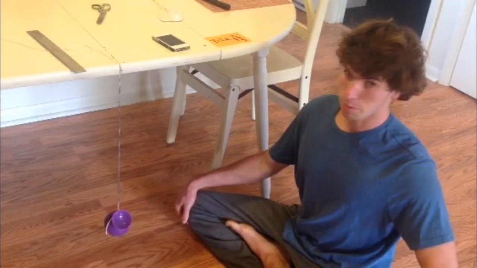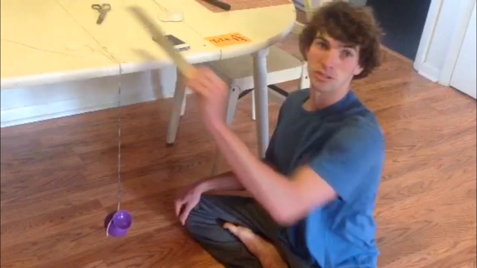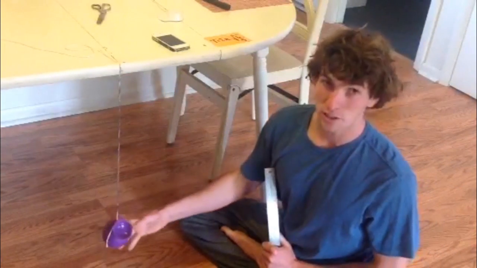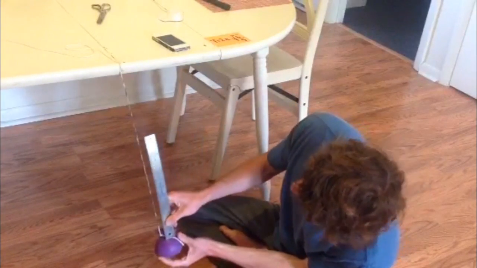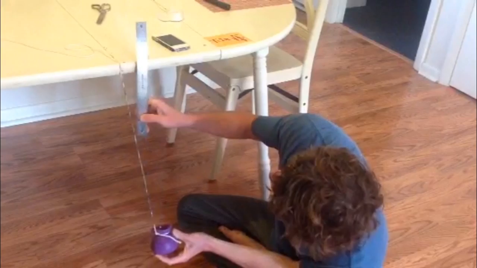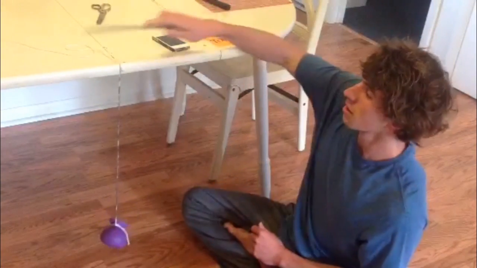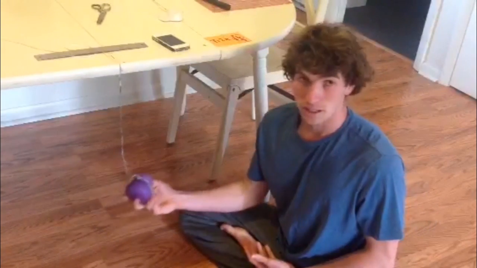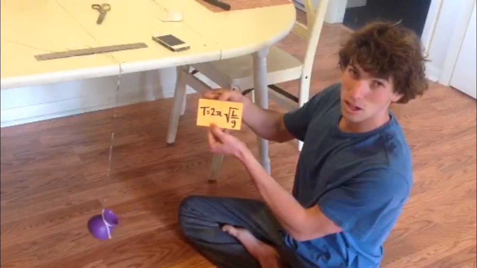So now that we've set up our pendulum, it's time to take some measurements. The first thing to measure is the length of the pendulum. This goes from the pivot point to the center of mass of our bob. So the center of mass is here. It's measuring about 20 inches. Remember that we also don't need to take the weight of this bob because the period of a pendulum is not dependent on mass.